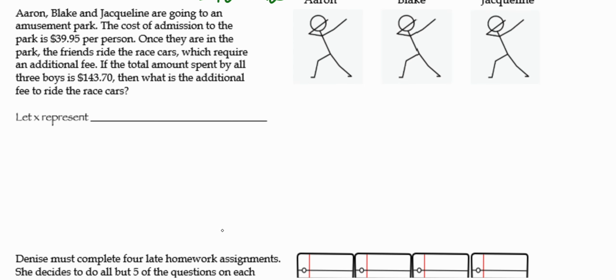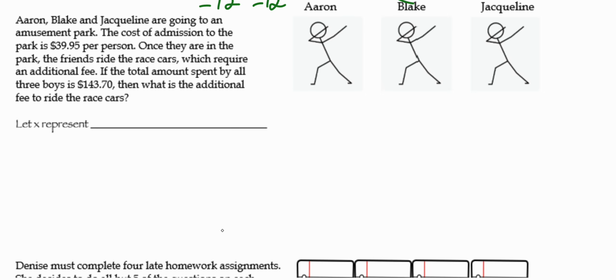Let's try another example. Aaron, Blake, and Jacqueline are going to an amusement park. The cost of admission to the amusement park is $39.95 per person. Once they are in the park, the friends ride the race cars, which require an additional fee. If the total amount spent by all 3 boys is $143.70, then what is the additional fee to ride the race cars? So clearly we are being asked for what is the additional fee for the race cars.